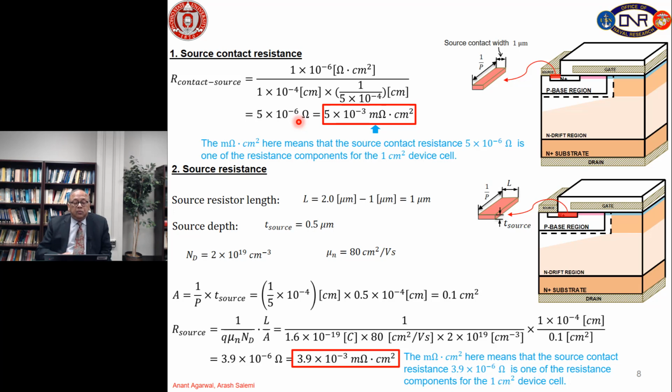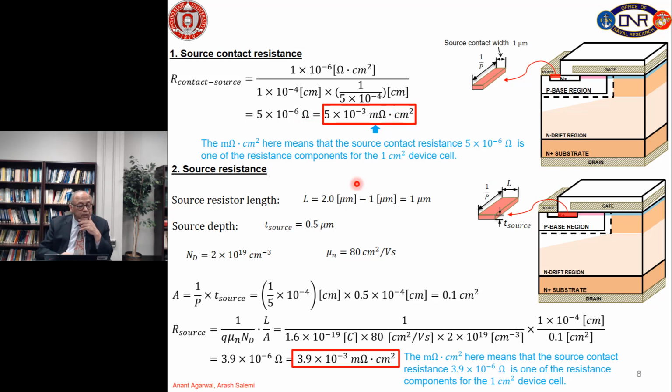Which is nothing but 5 times 10 to the minus 3 milliohms, and now we have added centimeter square to it to indicate that the cross sectional area of this entire cell is 1 centimeter square, and whatever resistance we have calculated in absolute ohms for this source contact resistance is actually the specific on resistance, which is in milliohm centimeter square.